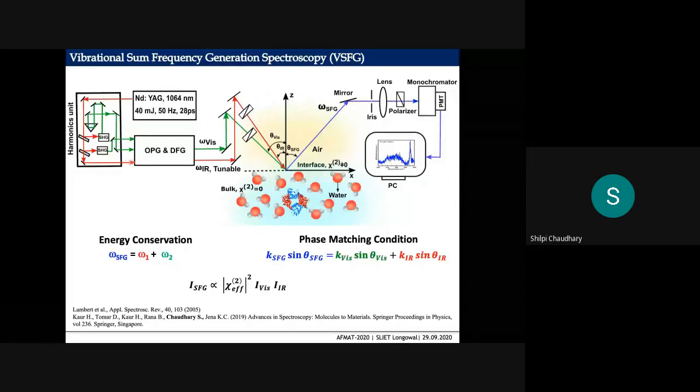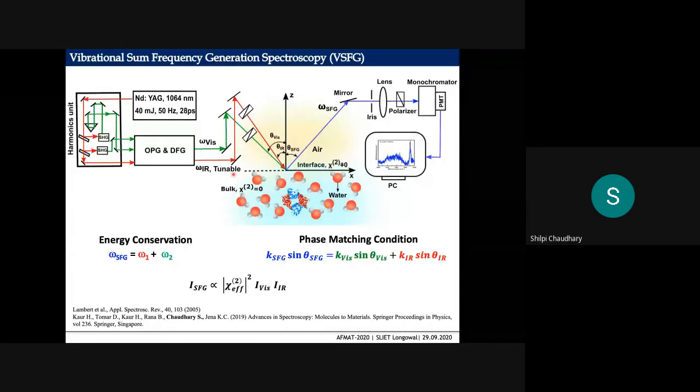And this red light is the original 1064 nanometer in here. So these three beams are being fed into the optical parametric generation and difference frequency generation units, which actually gives us again two beams. One is the visible beam in here, another one is the tunable IR beam. This tunable IR beam has frequencies which lie within the range that can match with the molecular vibration of the molecular entities which are present at the interfaces.